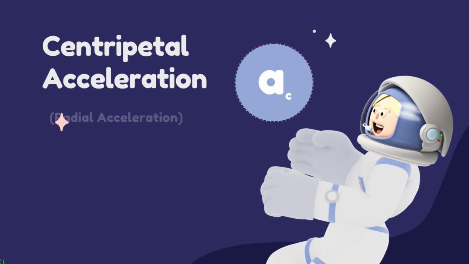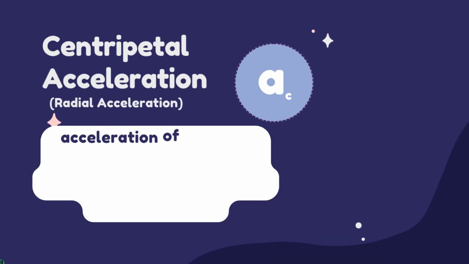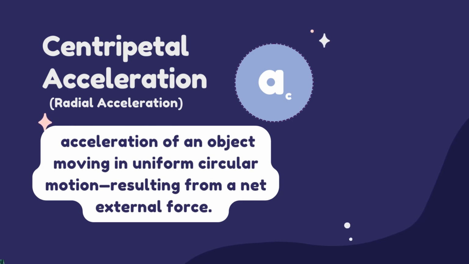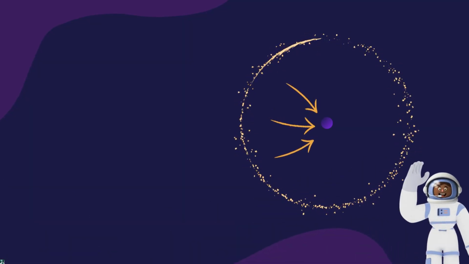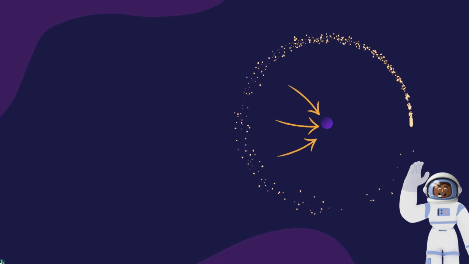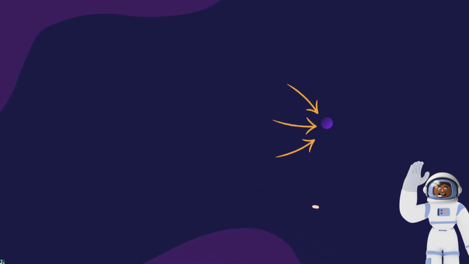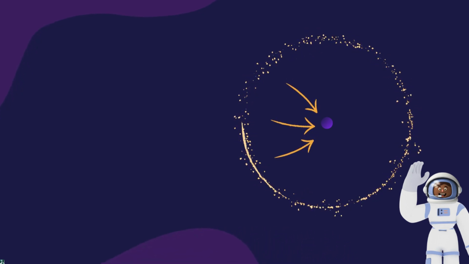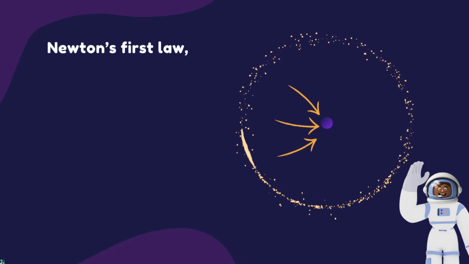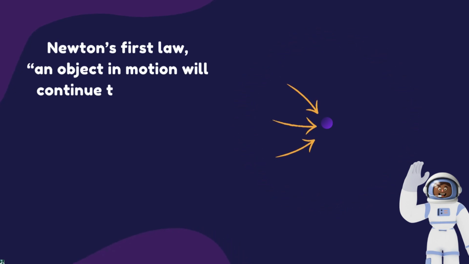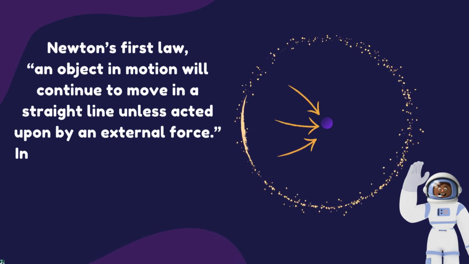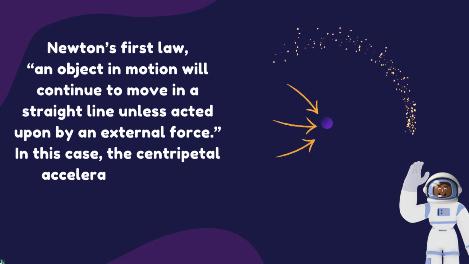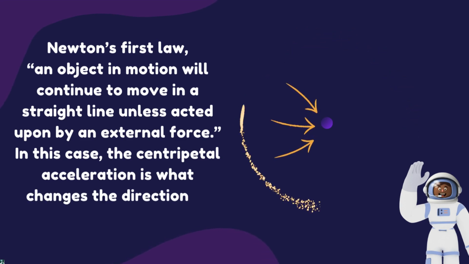Centripetal acceleration, also called radial acceleration, is the acceleration of an object moving in a uniform circular motion, resulting from a net external force. Centripetal acceleration is always pointed toward the center of the circular path. Without centripetal acceleration, the object would not move in a circle. Why is that? Well, Newton's first law: an object in motion will continue to move in a straight line unless acted upon by an external force. In this case, centripetal acceleration is what changes the direction of the object.